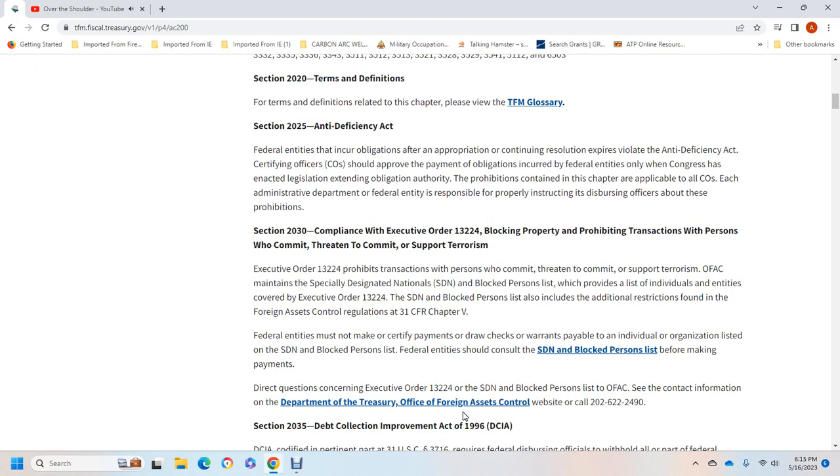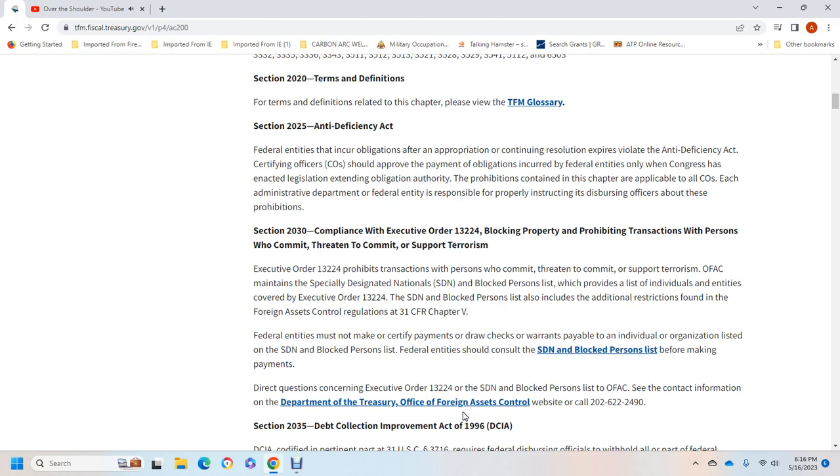Executive Order 13224 prohibits transactions with persons who commit, threaten to commit, or support terrorism. OFAC maintains the Specially Designated Nationals and Blocked Persons list, which provides the individuals covered by Executive Order 13224 and includes additional restrictions under the Foreign Assets Control Regulations, Title 31, CFR Chapter 5.